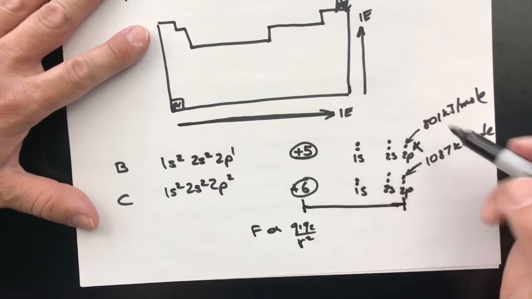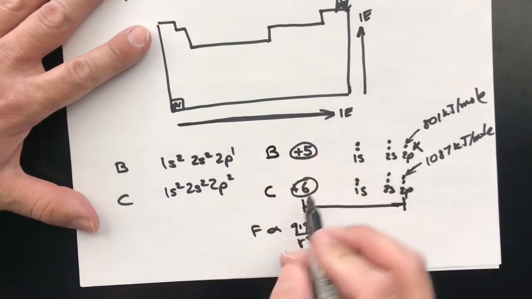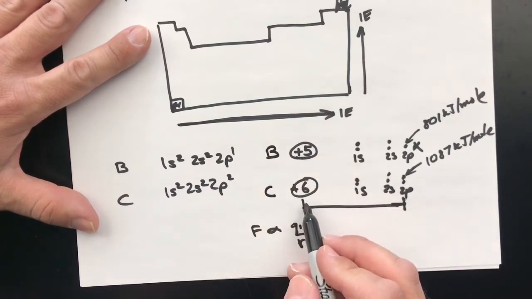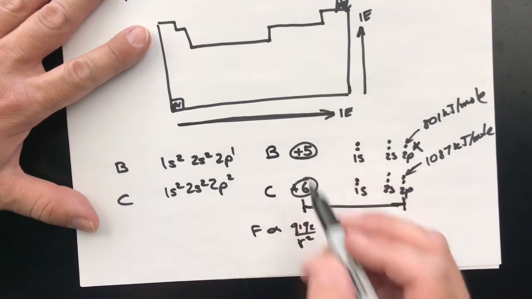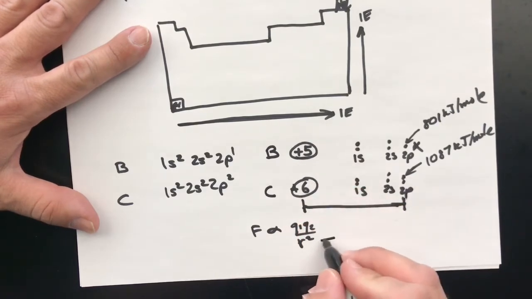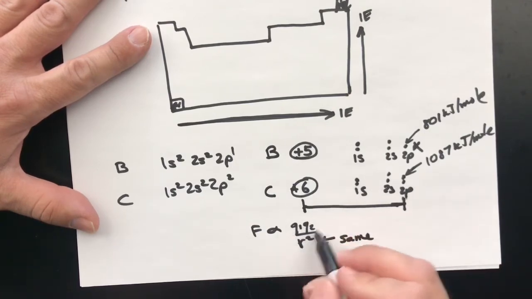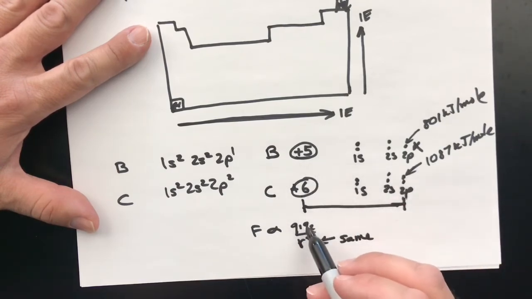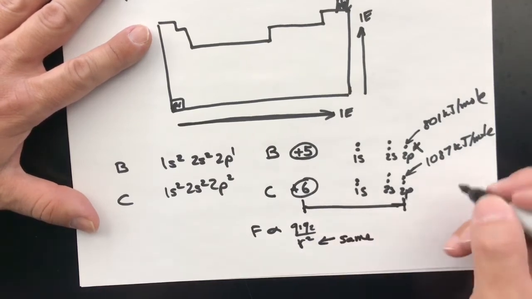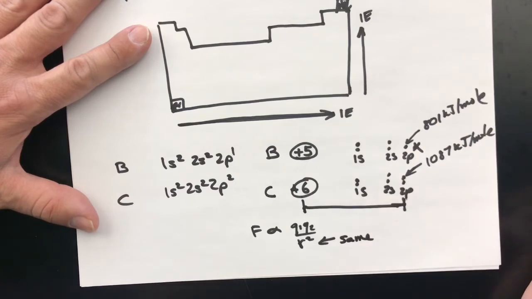However, the carbon atom has the advantage that it has a +6 charge in its nucleus, whereas the boron atom has a +5 charge in its nucleus. So we're going to say the distances are about the same, all right? But for carbon, the charge product up here, the +6 times the -1, is larger than the +5 times the -1 is for boron. The bigger the charge, the greater the attractive force, and that's going to explain the higher ionization energy here for carbon, all right?